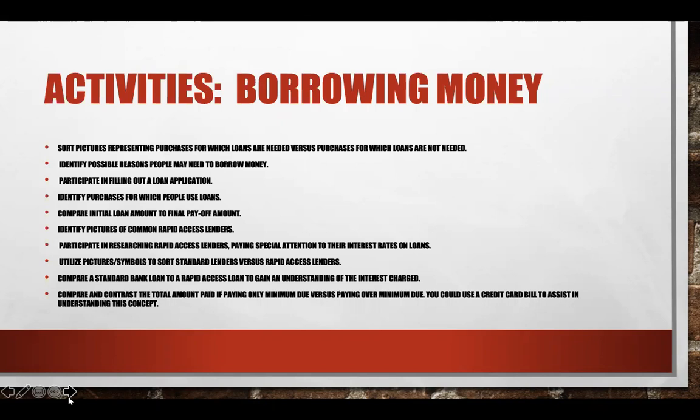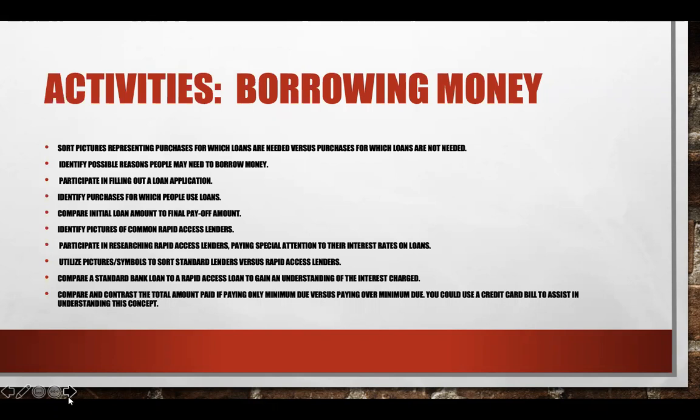Compare initial loan amount to final payoff amount. So sometimes if you tell students, hey, this thing costs $1,000, right now you can pay $1,000 for it if you have the money. But if you are borrowing money, this $1,000 item in 20 years, if you pay the minimum payment, is going to cost you $2,000 or $3,000. So sometimes seeing those numbers on a board or on paper can help people.